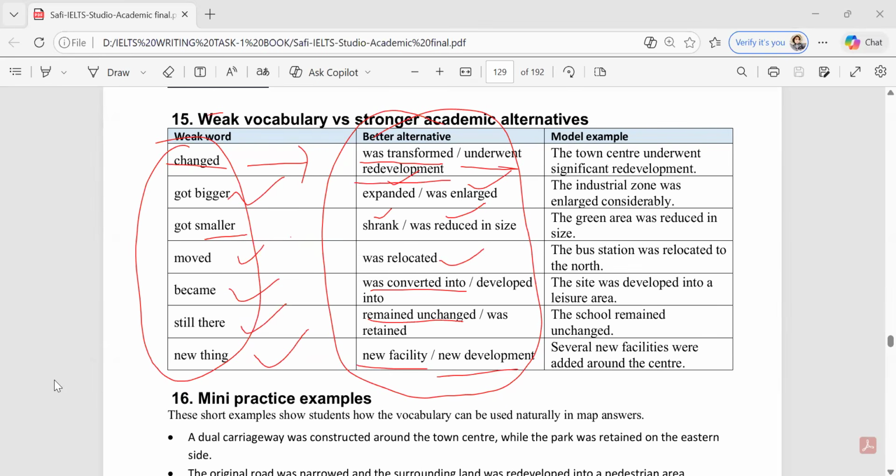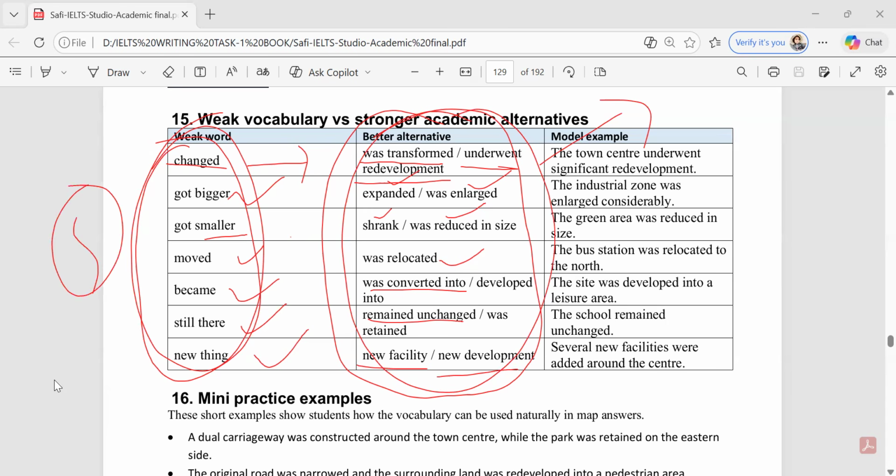See for yourself, one student writes these words, and there is another student who writes like this, in this way. Who will get a good band? Absolutely with the better alternatives. You cannot achieve above band 5 with the weak ones, but with this one you can achieve 8 plus.